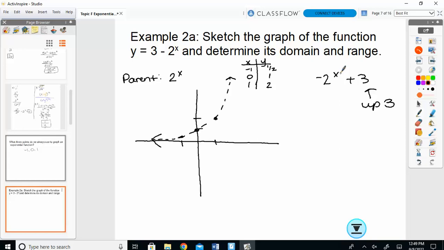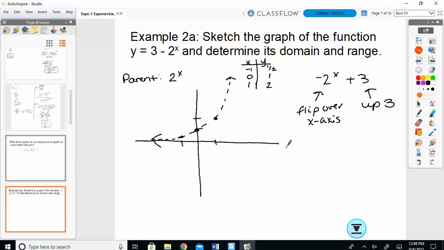It would be up, right? To be left and right, it would have to be added in with the x and the exponent. What does the negative in front do? Flip it over x. Okay. So we're going to flip and then move up 3.